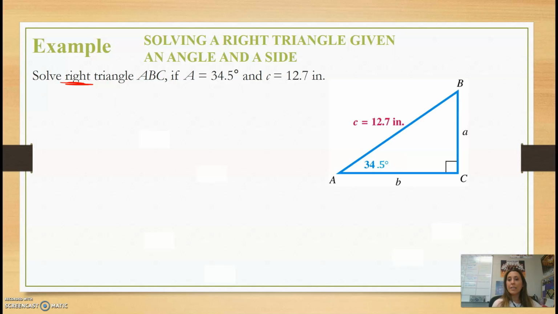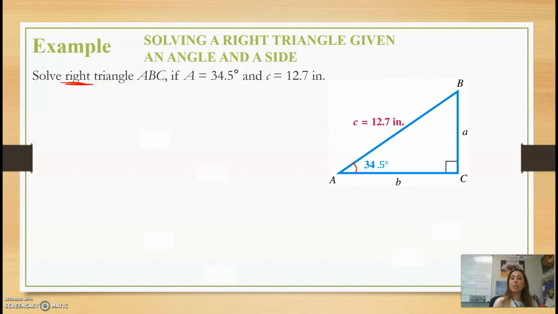So my triangle is set up this way. Again, I orient it this way. I was given this angle, angle A. I was also given angle C. And then I was given the hypotenuse because it says C is equal to 12.7 inches.